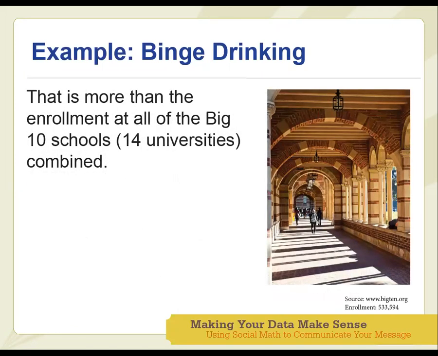For the social math equation, that is more than the enrollment at all of the Big Ten schools, which is 14 universities combined. Again, this is trying to show that it's a large amount of affected people. And if you consider a university as a large amount of people, let alone 14 of them together, that's quite a few people that are affected. So hopefully that gets the point across.